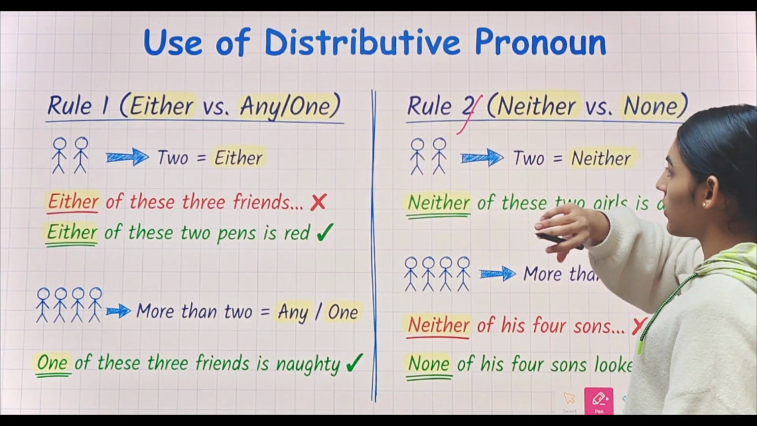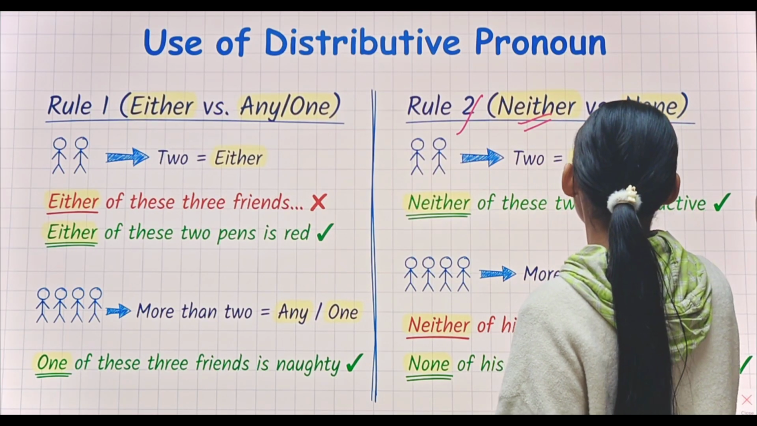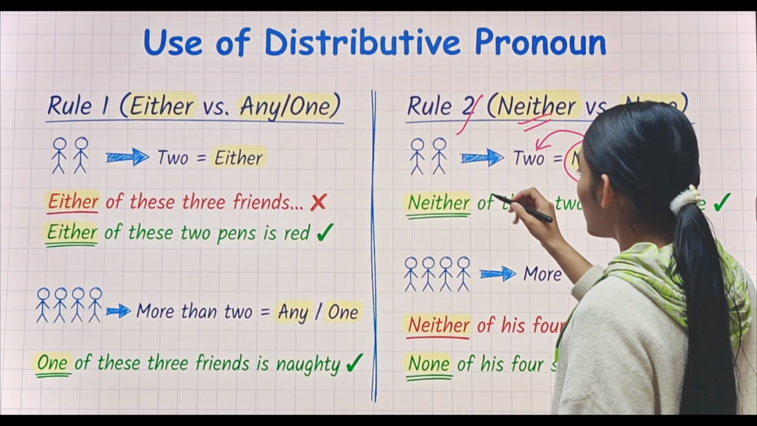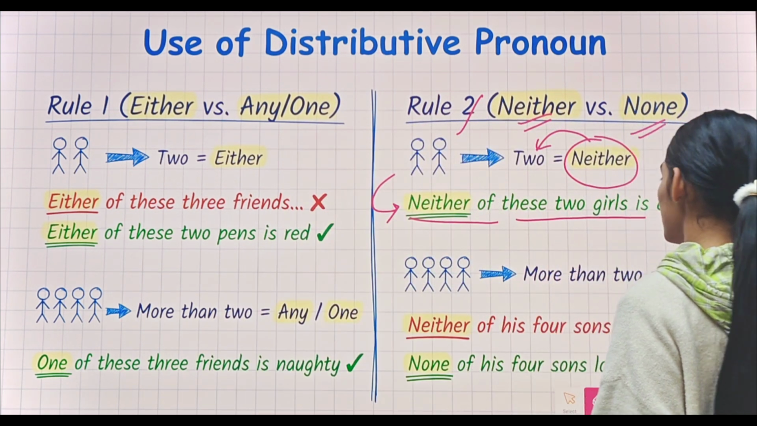It's quite similar to rule number 1. We have neither or none. Neither versus none. So let's see. Neither is again for the two people, similarly like either. Now let's see the example that we have. Neither of these two girls is active.